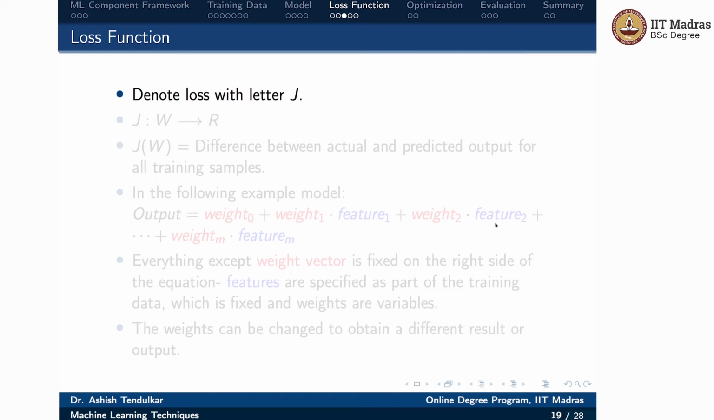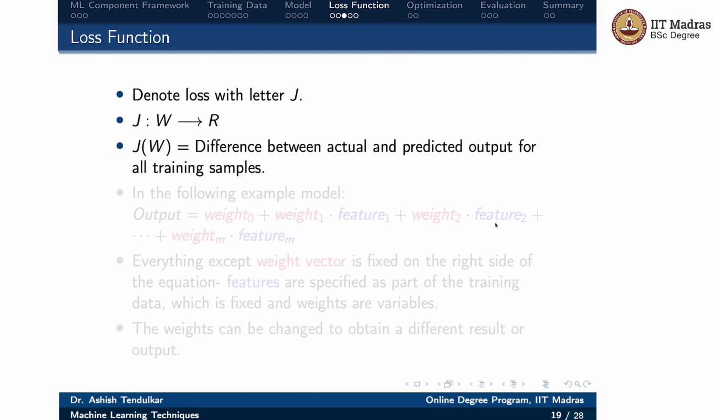So we will denote loss with letter J, and J is a function of weight. It provides a mapping between weights and the loss value. Loss is a real number. So J is a mapping from weight to a real number. And J of W is a difference between actual and predicted output for all training samples. The exact form of loss will differ from model to model, and we will study various loss functions in this course.